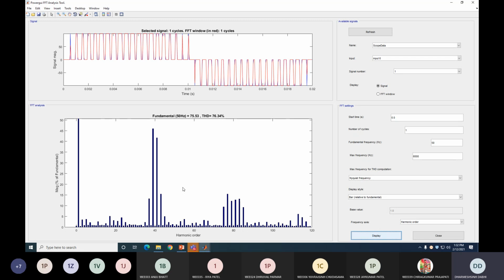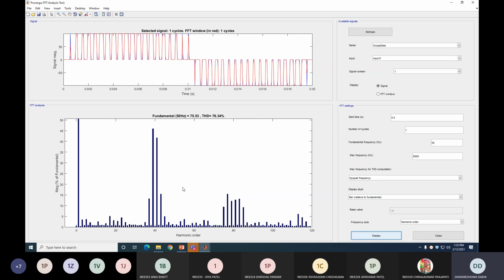Now give me the answer: which technique is better from the harmonic point of view, or for designing the filter to remove the harmonics in the inverter, the bipolar technique or the unipolar technique? Yes, anyone? Give me the answer. Which technique is better, bipolar or unipolar, in terms of harmonic reduction by using the filter? In which technique is the filter size less? Or in which technique is the filter size high?